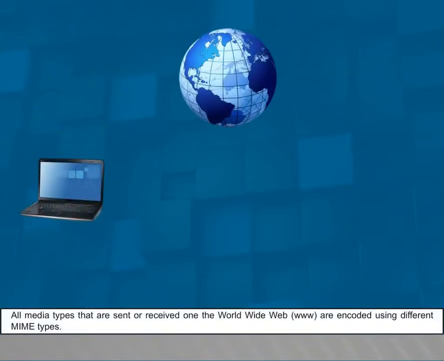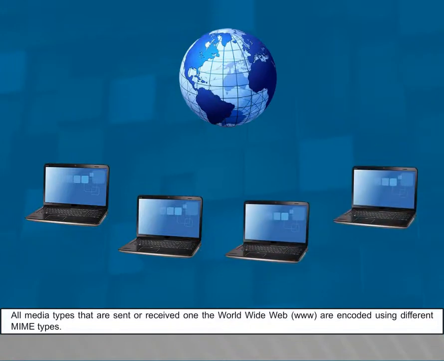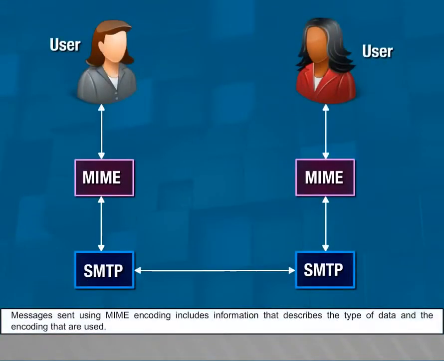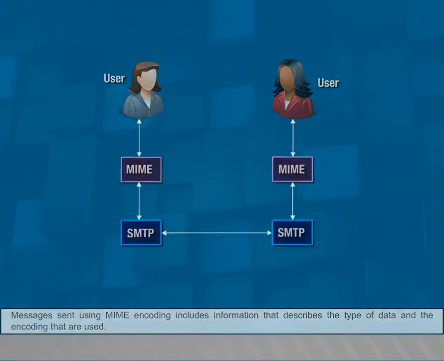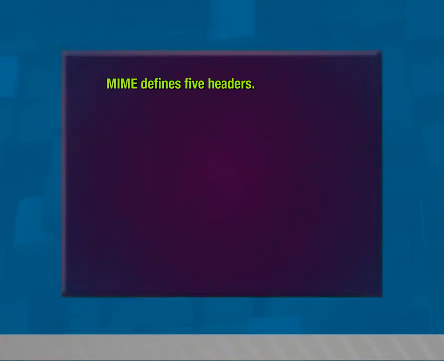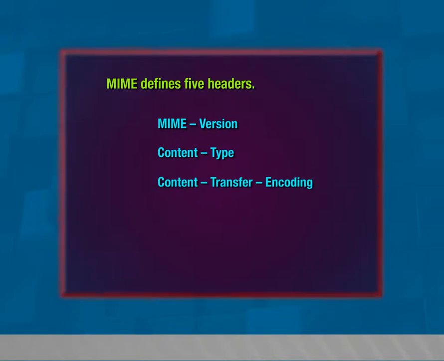All media types that are sent or received on the World Wide Web, that is www, are encoded using different MIME types. Messages sent using MIME encoding include information that describes the type of data and the encoding that are used. MIME defines 5 headers: MIME version, content type, content transfer encoding, content ID, content description.